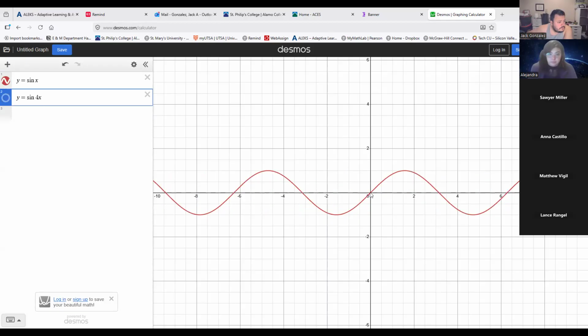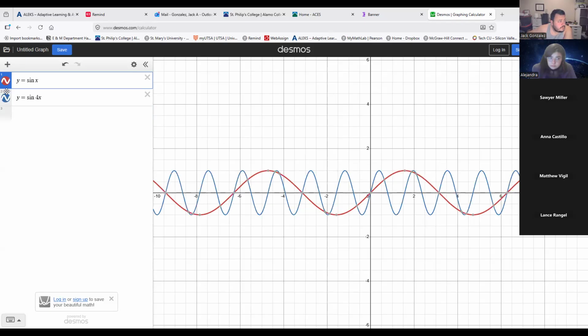This one is repeating itself every 2 pi. So 0, pi over 2, pi, 3 pi over 2, 2 pi. Then it starts over. This guy seems to be repeating itself 4 times quicker. So it'll go up, down, and then repeat itself at 1/4 the period versus the original.